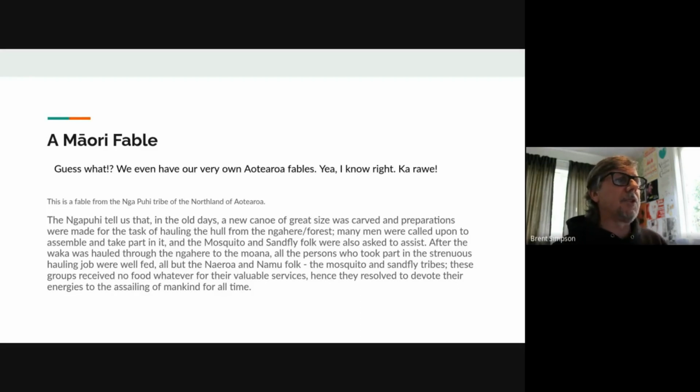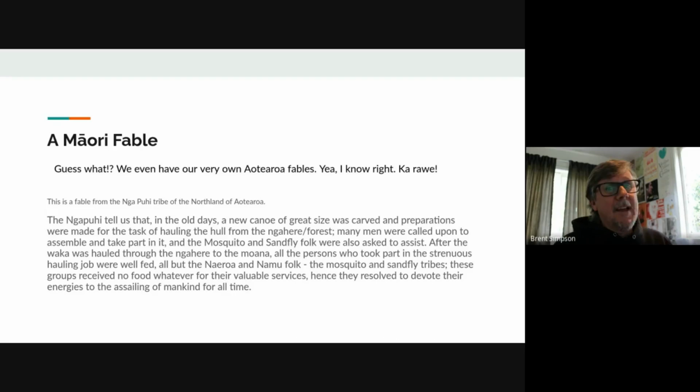After the waka was hauled through the Ngāhere to the Moana, all the persons who took part in the strenuous hauling job were well fed, all but the Nairoa and the Namu folk, the Mosquito and Sandfly tribes. These groups received no water or food for their valuable services. Hence, they resolved to devote their energies to the assailing of mankind for all time.